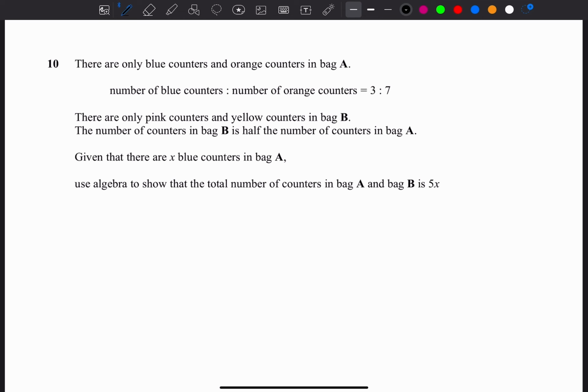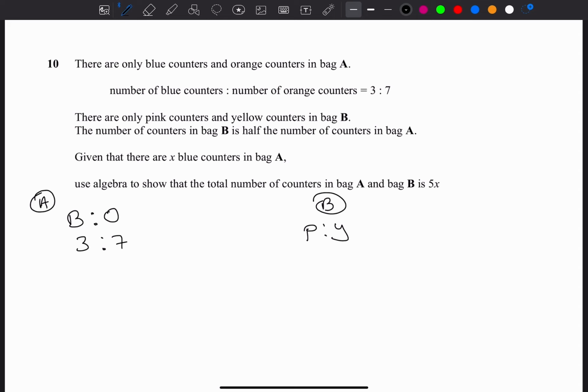The number of blue counters and orange counters. The number of blue is to orange. Okay, blue is to orange is 3:7. There are only pink counters and yellow counters in bag B. This is bag A, bag B. The number of counters in bag B is half the counters in bag A. Got it. So there are only pink and yellow in here, but the total is half. What is the total number of counters in here?